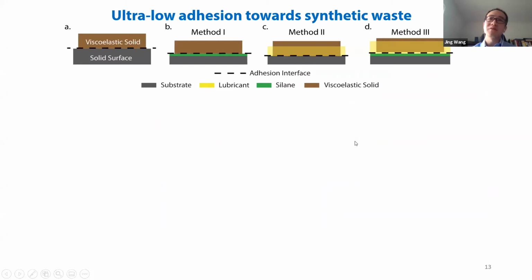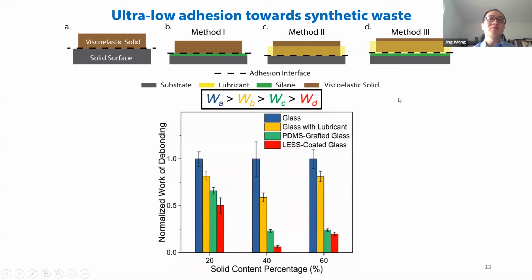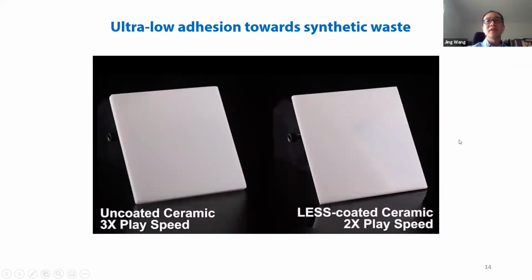And then we can use this system to test whether it is valid, theoretically or experimentally. Theoretically, we calculate the work of adhesion and find out that method 3 has the lowest work of adhesion. We also measure the work of debonding, normalized with the untreated glass, and find out that the LES coating, which is the third method, really has the lowest work of debonding.